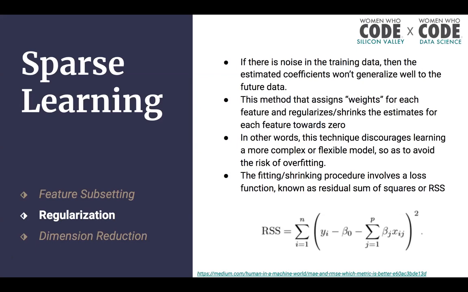This fitting or shrinking procedure involves a loss function, which is known as residual sum of squares, or RSS. RSS is basically defined using this formula. I want to point out the formula that we had before: Y = B1 X1 + B0. Basically this is just that formula put together on one side equal to 0. We're summing up all the errors that you get out of it, squaring them to produce this RSS, residual sum of squares value. This RSS is used internally and iteratively to change the weights of each feature.